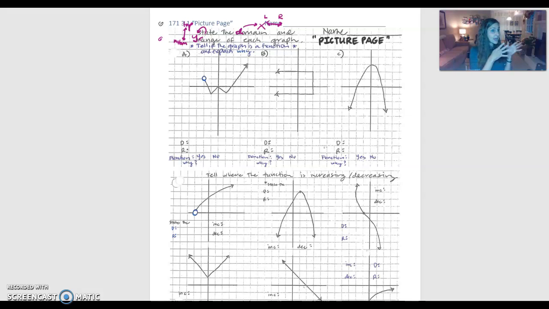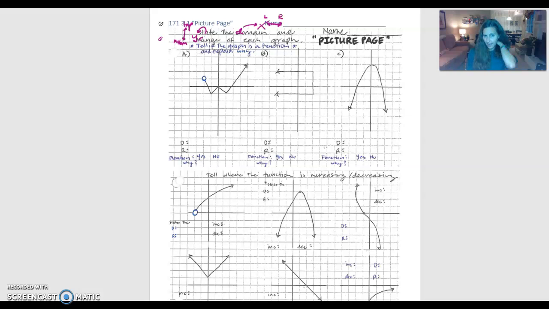Okay, so for domain, your brain is going to be going from left to right, left to right. For range, your brain should be going bottom to top. I guess I should say your eyeballs, not your brain and your eyes. Bottom to top. So let's look at this first one.